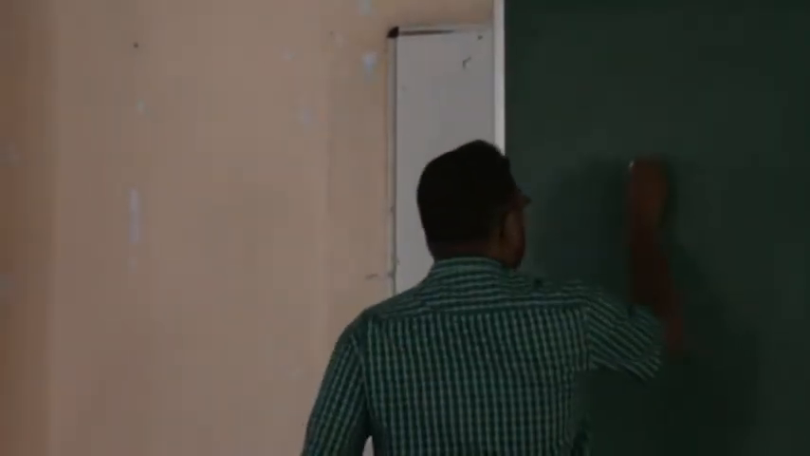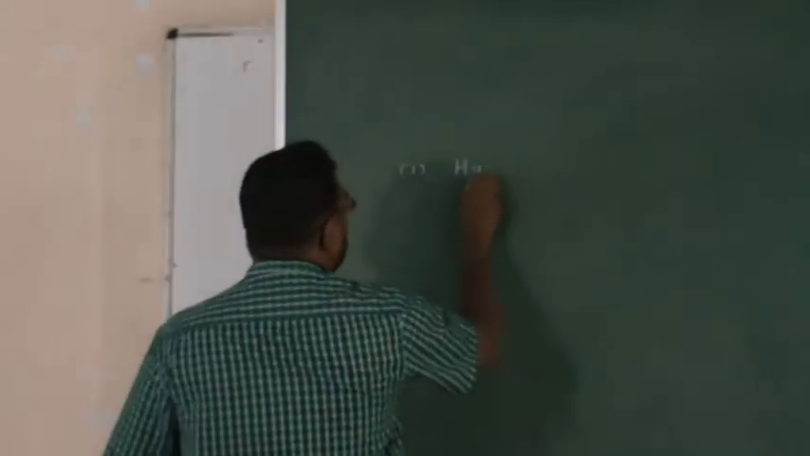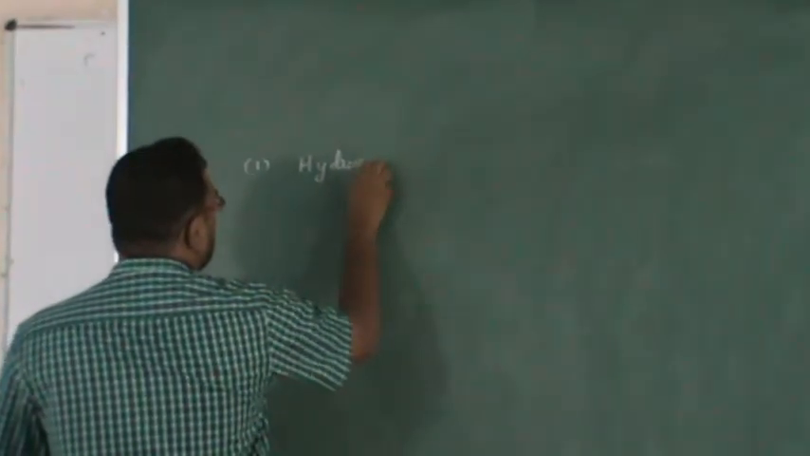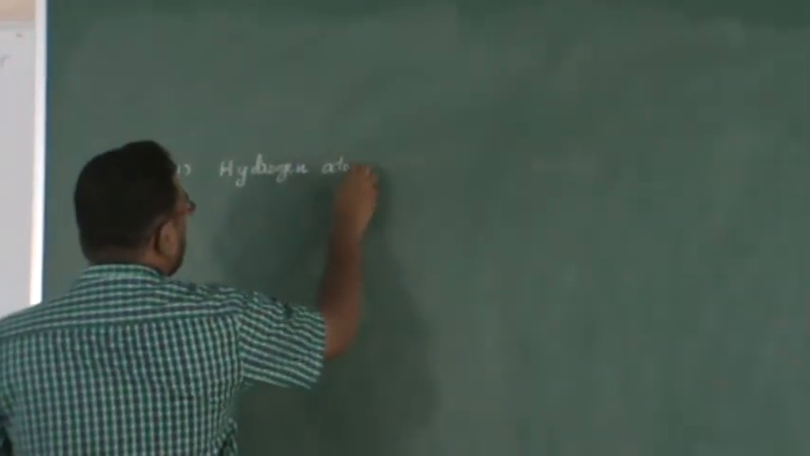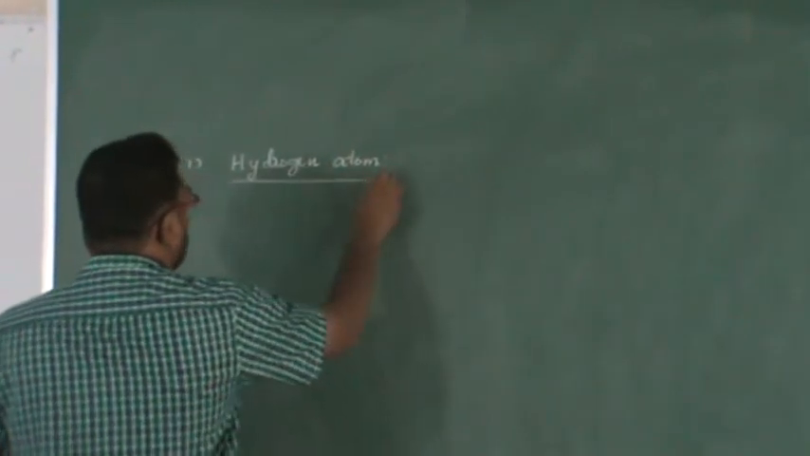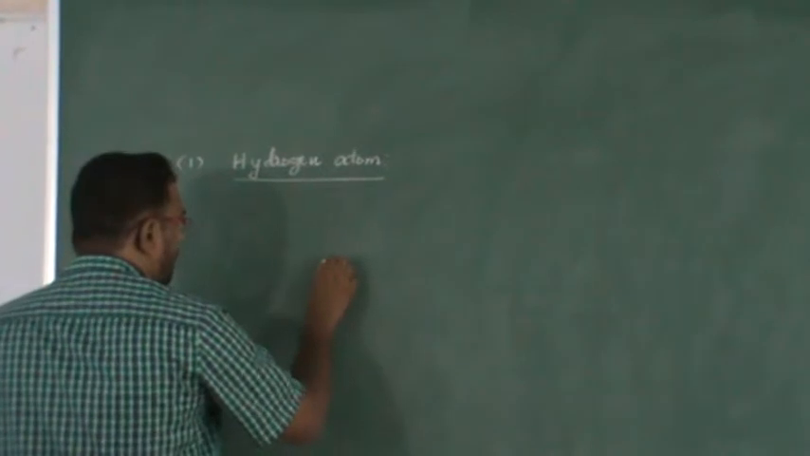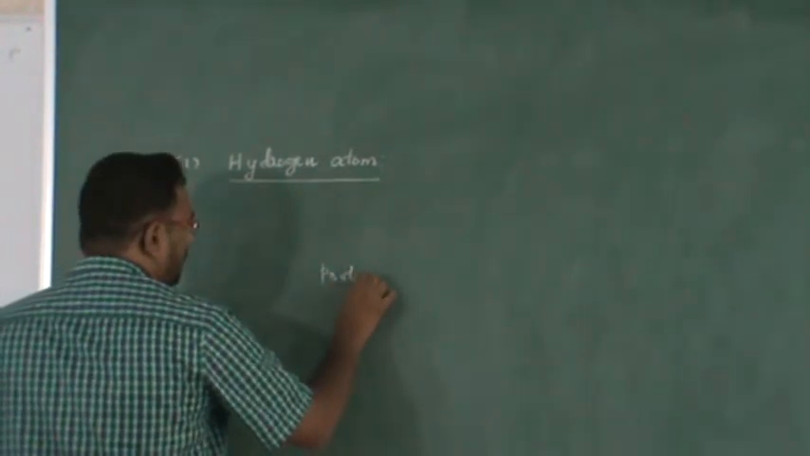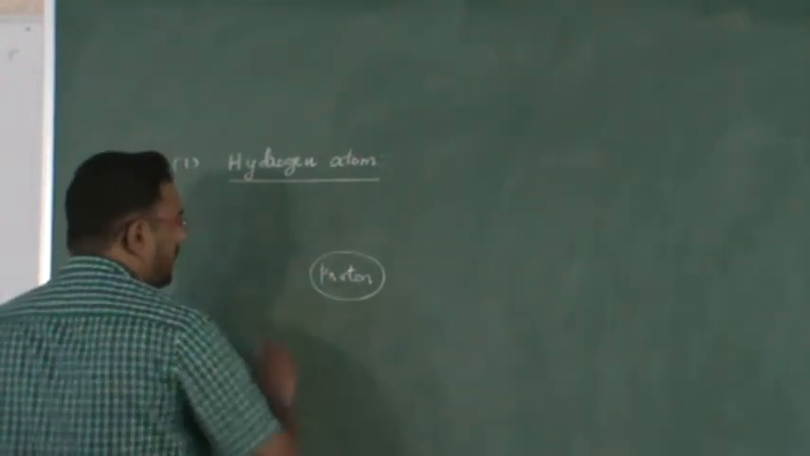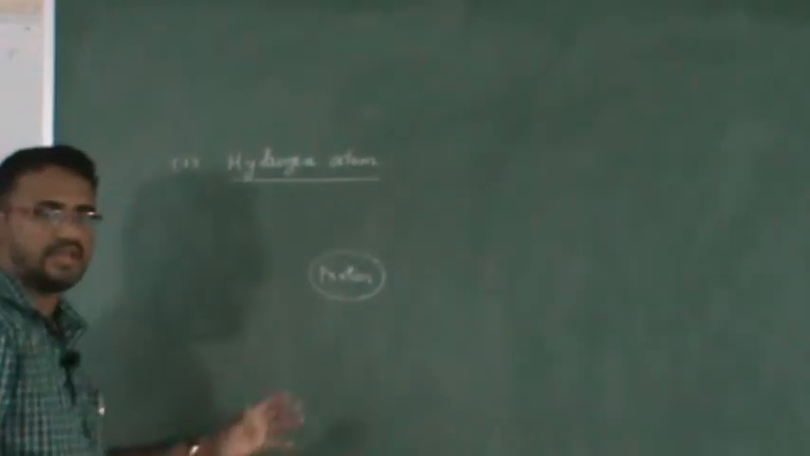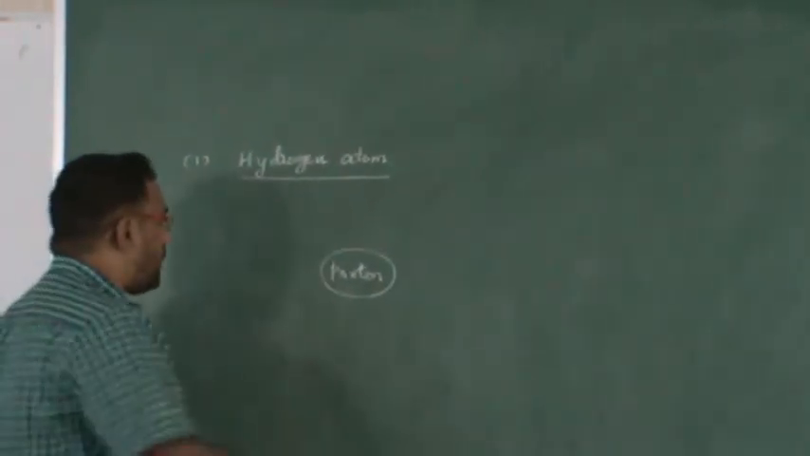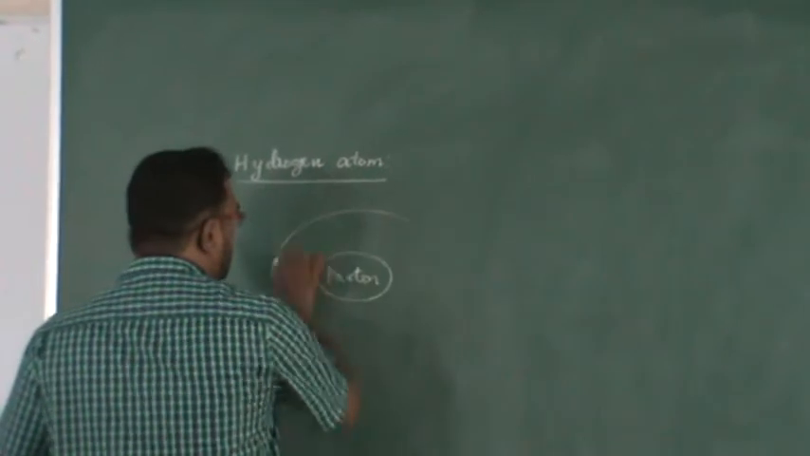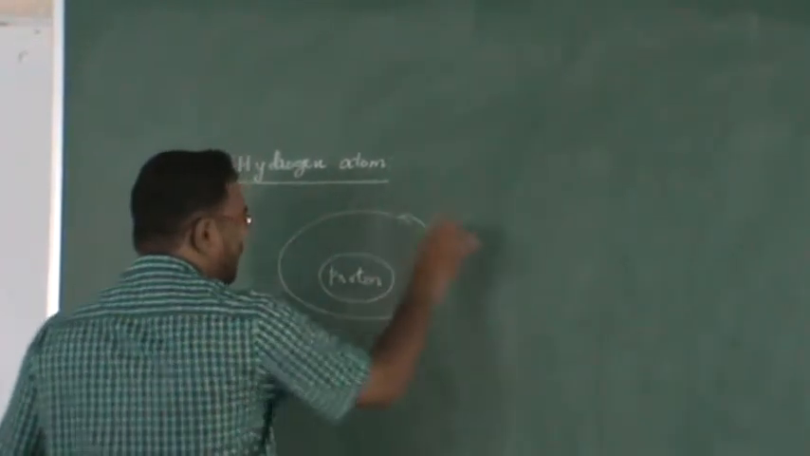First one is greater than. So we know that a hydrogen atom has a proton, it is positively charged, the nucleus is there, and the proton and electron are revolving around the nucleus.